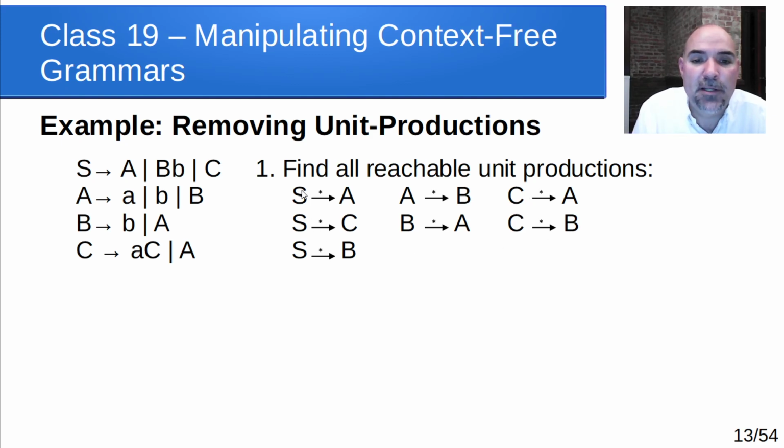Now let's look at all these one at a time. S producing A, that one's easy, goes right there. S producing C, that's easy, right there. A producing B, easy, A produces B. B producing A, B produces A.